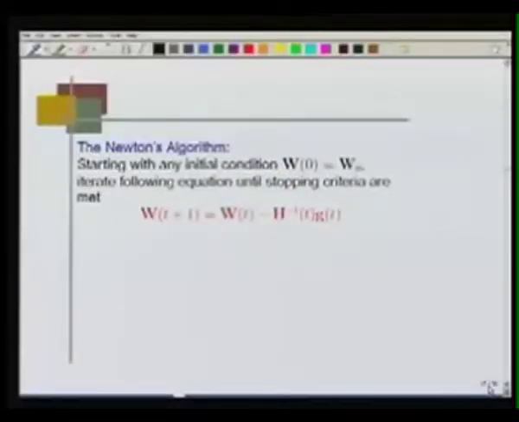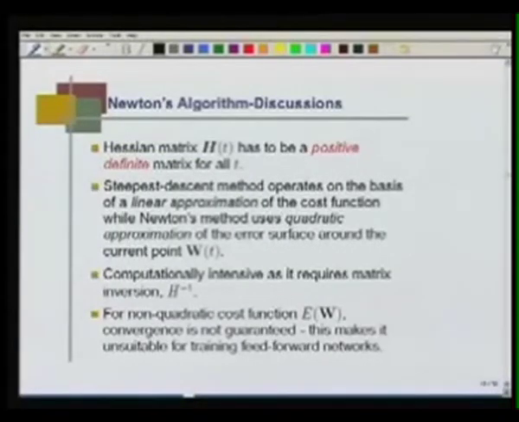So, the Newton algorithm, starting with any initial condition W naught, iterate the following equation until the stopping criterion is met, which is W t plus 1 is W t minus H inverse G t. This is the Newton algorithm, and the Hessian matrix H t has to be a positive definite matrix for all t. We can't guarantee that all the time.